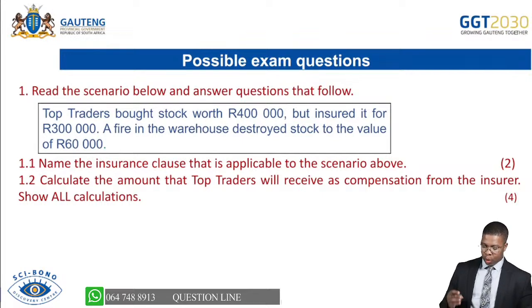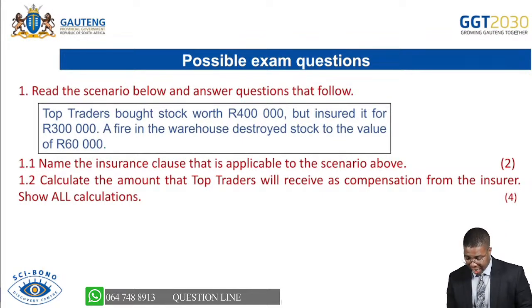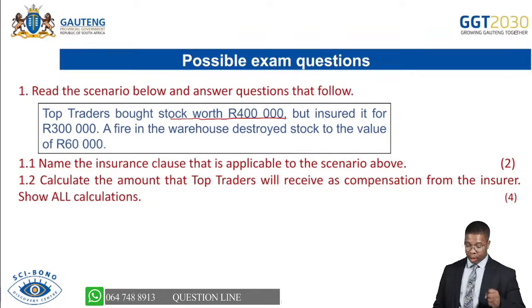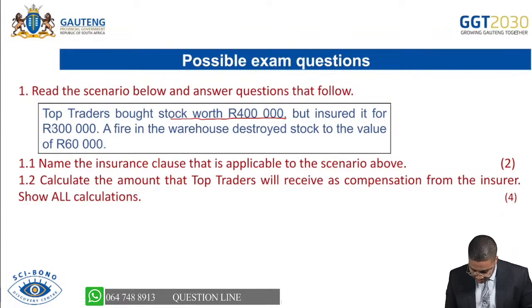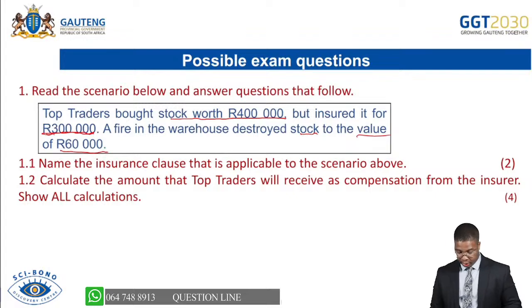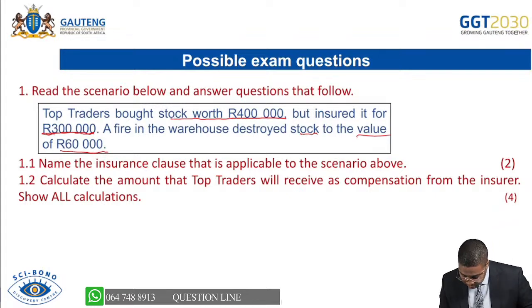We have Top Trader who bought stock that is worth 400,000. Underline there, the stock is worth 400,000. But it is insured for 300,000. Underline that, it is very, very important. It is insured for 300,000. And then a fire in the warehouse destroyed stock to the value of 60,000. That is the scenario. What is key is you have the value of stock, which is 400,000, and it is insured for 300,000.